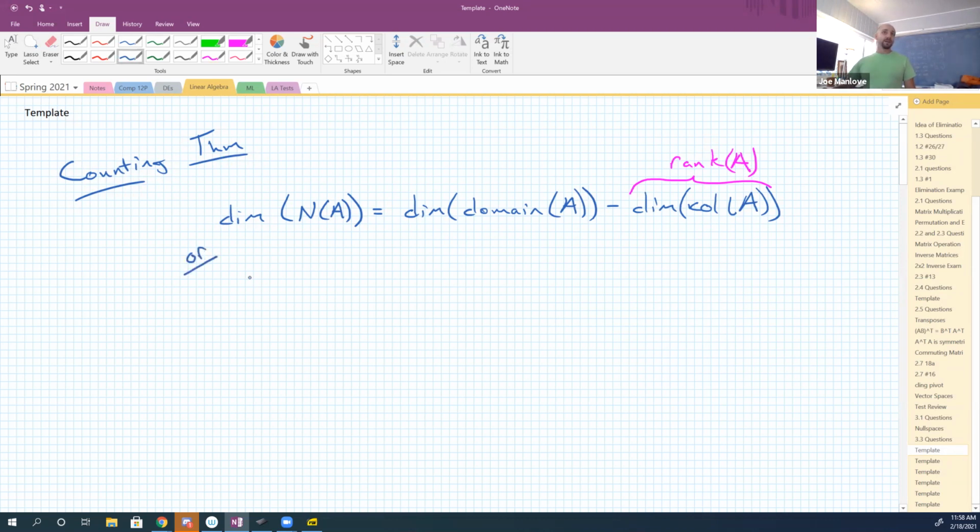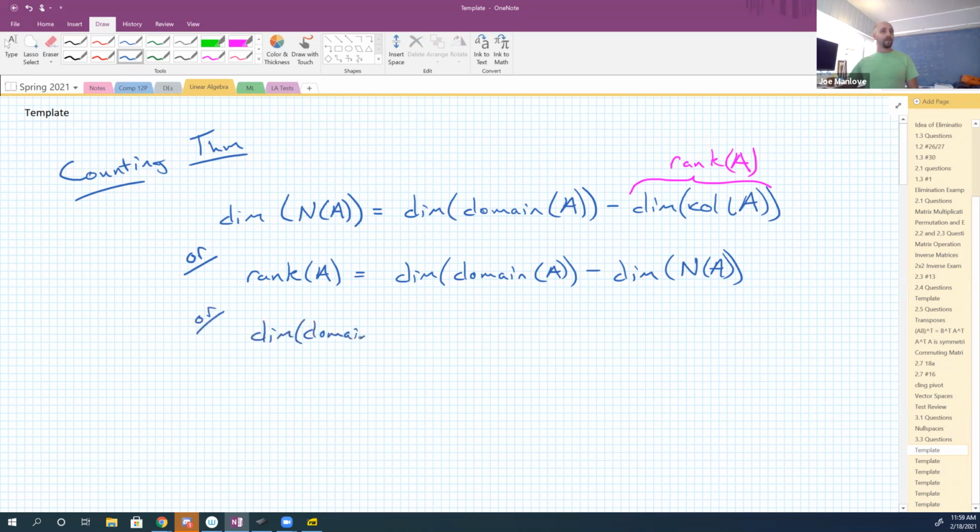This will occasionally get rephrased as the rank of A is the dimension of the domain of A minus the dimension of the null space of A. It should be noted that all these things are small whole numbers, so you can feel free to rearrange this algebraically if you want. I suppose the third rearrangement that's kind of useful is the dimension of the domain of A is the sum of the rank and the dimension of the null space.